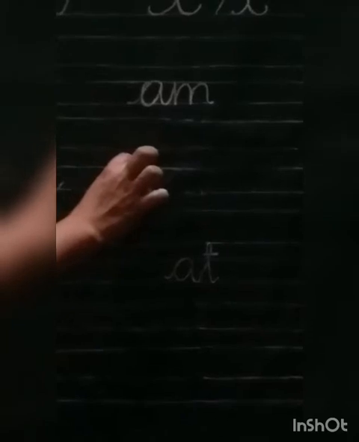Children, now let us see two-letter words and how to write them in cursive form. Some two-letter words are am, an, as, at. You remember one thing, these two-letter words and small letters should be written in the middle two lines only. Okay, first you start with am.